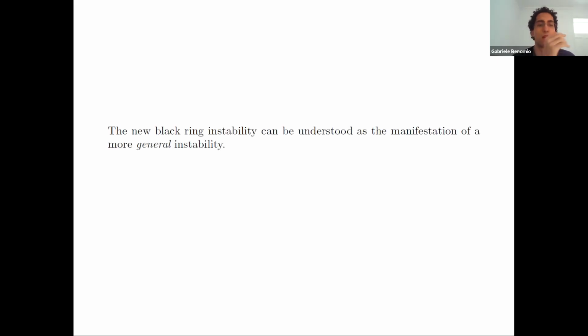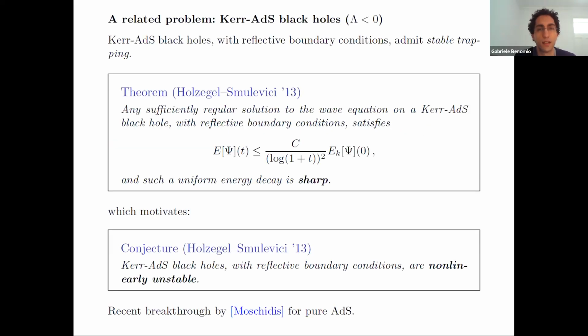Okay, good. Let me move to the third part of the talk. The third part of the talk will be about the claim that this new black ring instability may be understood as the manifestation of a more general instability. To try to discuss this claim, let me show you a related problem, namely that of the study of the wave equation on Kerr-AdS black holes. Kerr-AdS black holes are black hole solutions to the vacuum Einstein equations with negative cosmological constant.